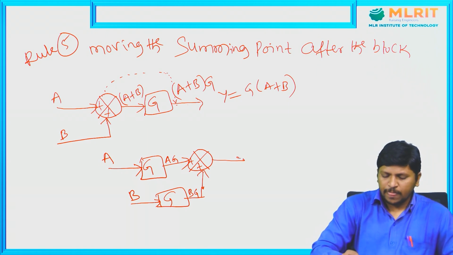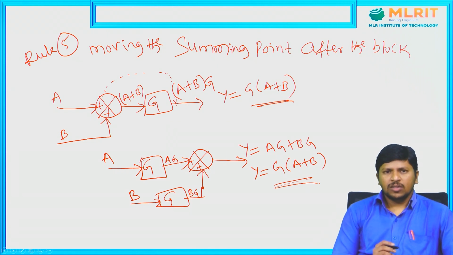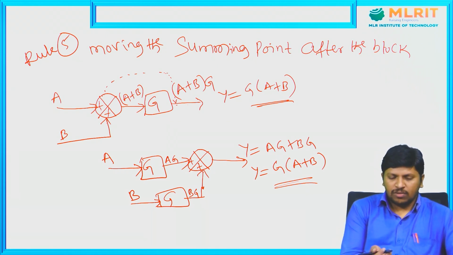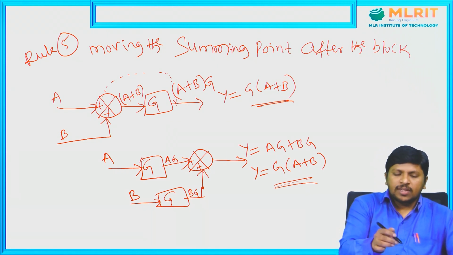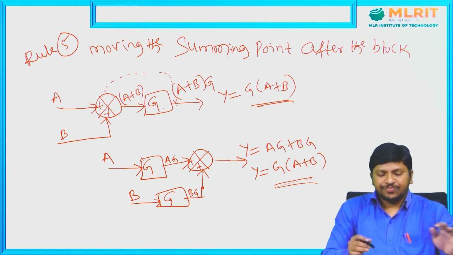What is the output here? AG plus BG, nothing but Y equals G common, A plus B. Both are the same, right? So we can write it like this also. Moving the summing point after the block. After the block means the summing point.